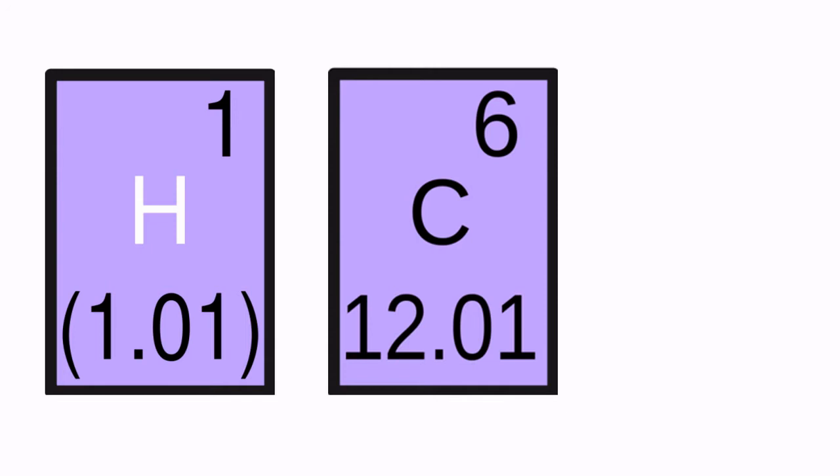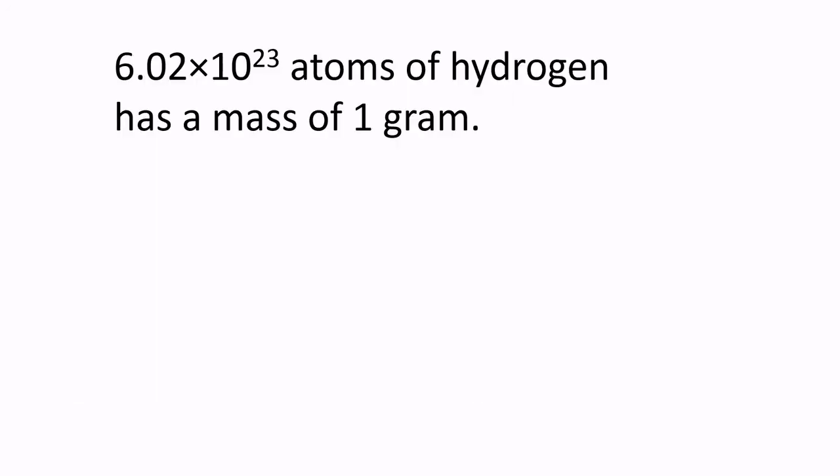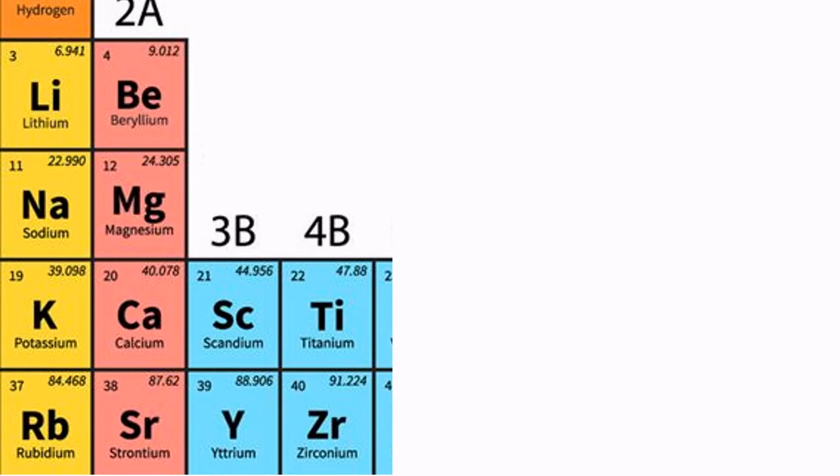6.02 times 10 to the 23 atoms of hydrogen is 12 times less than 6.02 times 10 to the 23 atoms of carbon. So that many atoms of hydrogen has a mass of 1 gram. So how many grams do you think 6.02 times 10 to the 23 atoms of carbon would weigh? 12 times more. 12 grams.